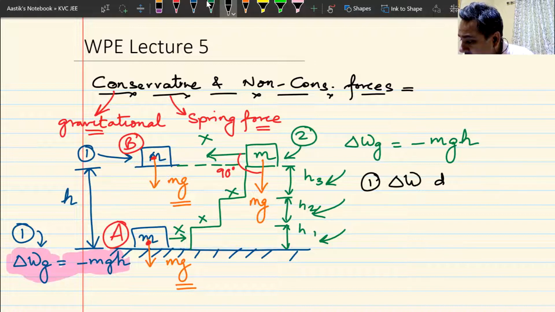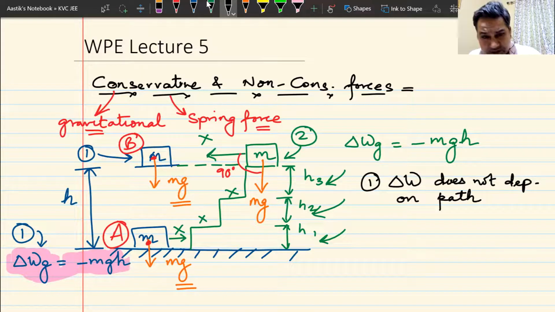Work done does not depend on path. You follow any path, the work done by this force will not depend. So I go from point A to point B in different ways. Work done does not depend on path.